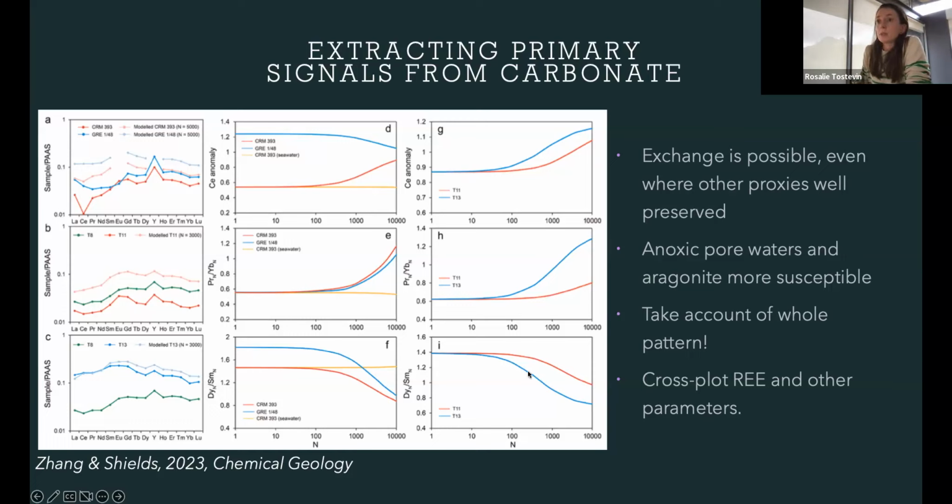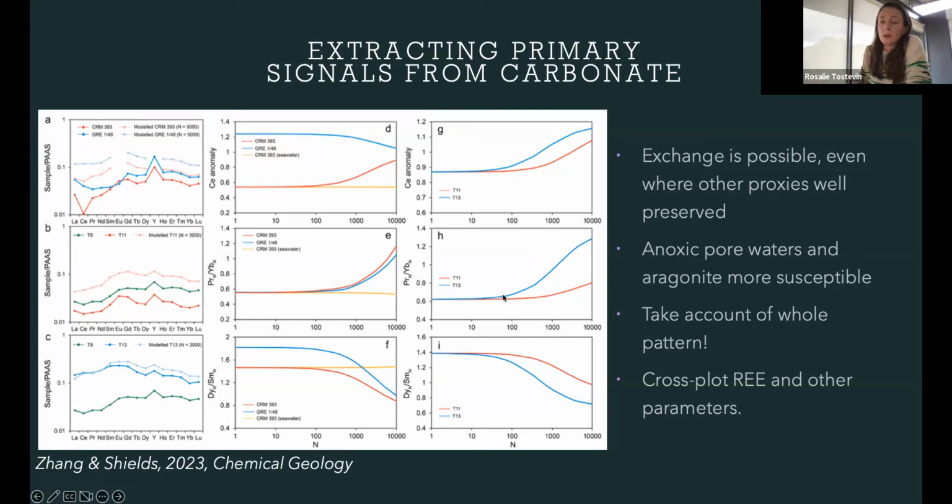You have to present somewhere the entire rare earth element pattern, and you have to consider whether your negative cerium anomalies or positive cerium anomalies, if they're present, correlate with any other parameter like the lanthanum anomalies or the yttrium anomalies, or the total concentration of rare earths or the europium anomalies. There's actually a whole number of different parameters that you can look at within the rare earth element pattern.